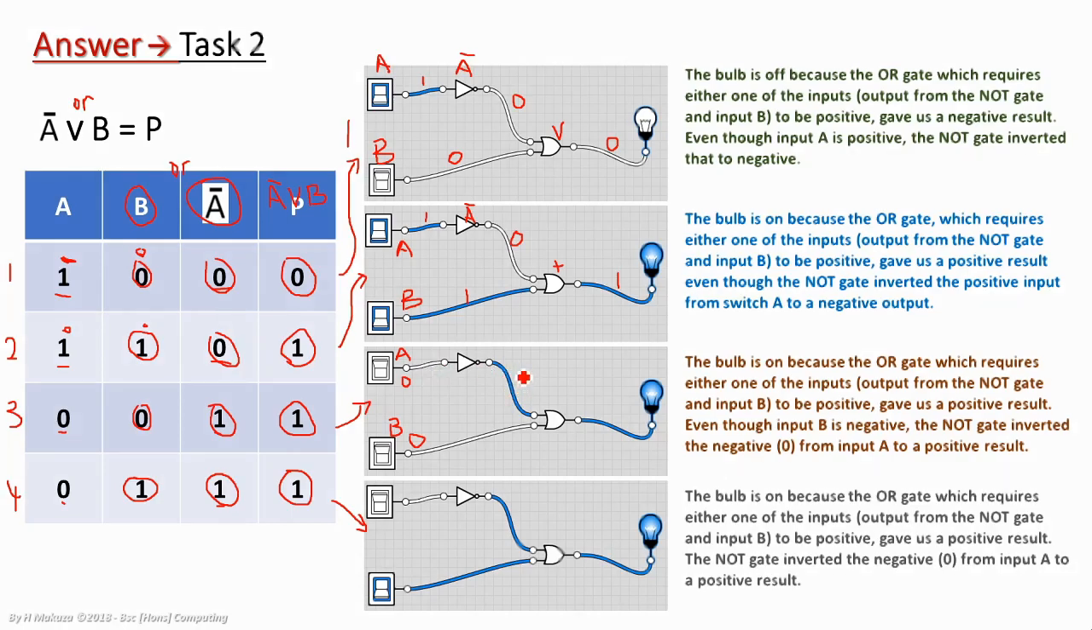That's what the NOT gate does. And because the 0 is coming from the B towards the OR gate, the OR gate expects one of them to be on for it to give a positive output, which is a 1. That's why you see the bulb is on.